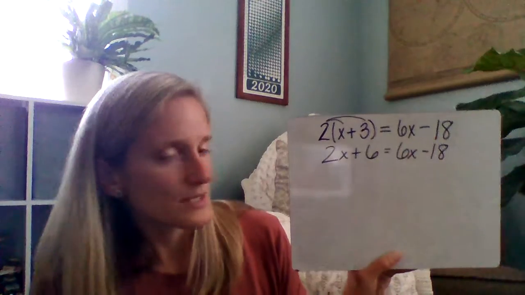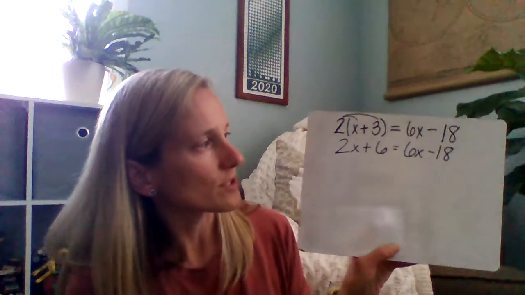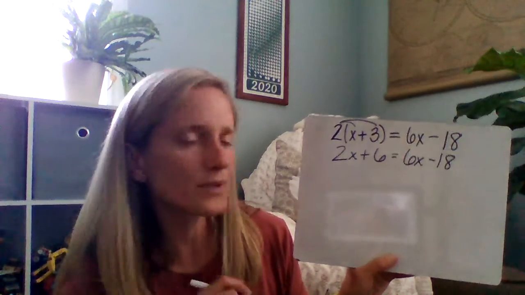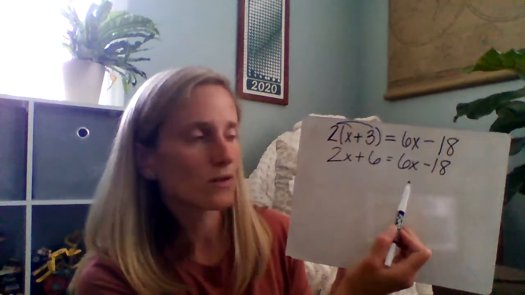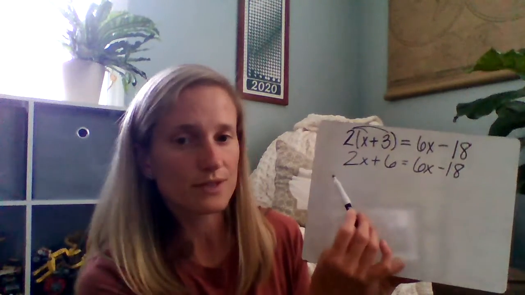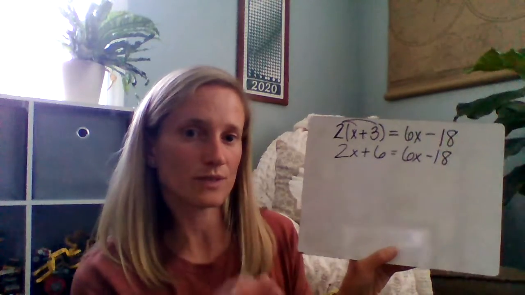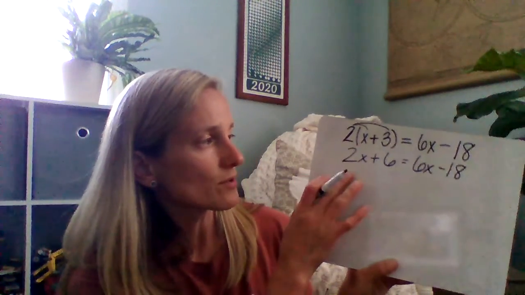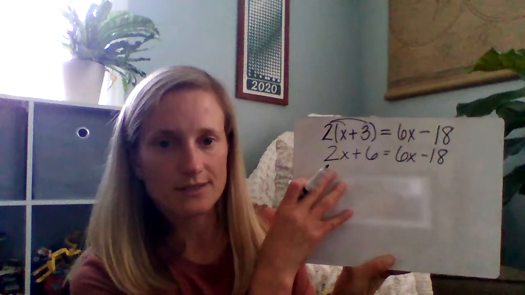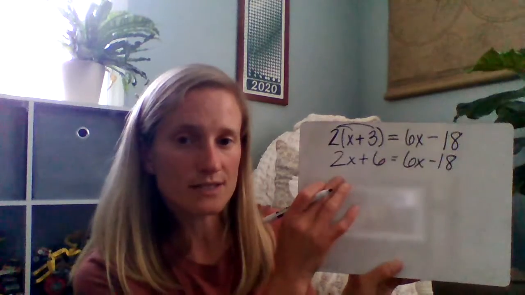Okay, so now I need to get the x's together on one side. Took care of that distribution. This is where you can choose. I can move the 2x over here with the 6x, or I can move the 6x over here with the 2x. It doesn't matter as long as you do it correctly, as long as you keep it balanced. Whatever you do to one side, you have to do to the other side. I'm going to move the 2x because I want to keep my x terms positive.